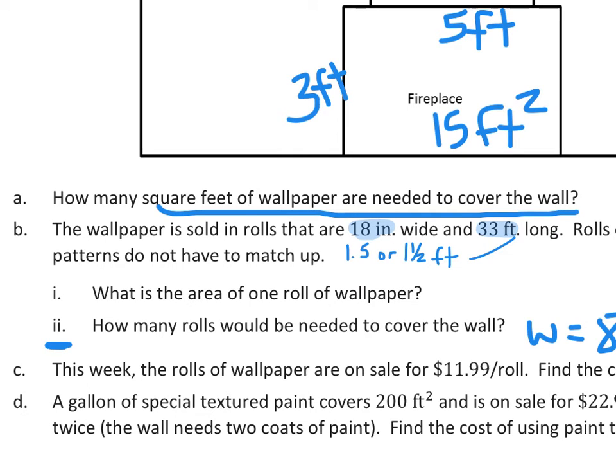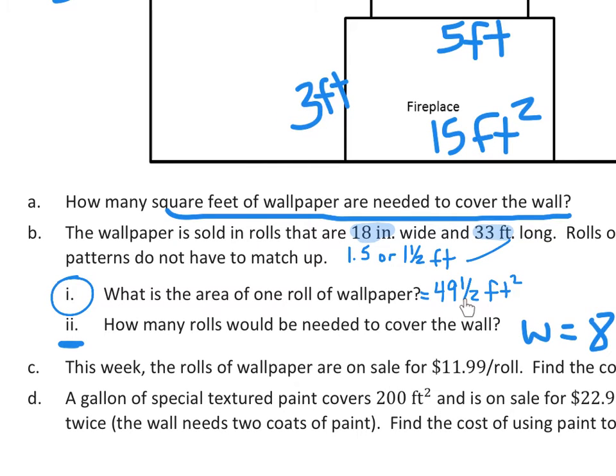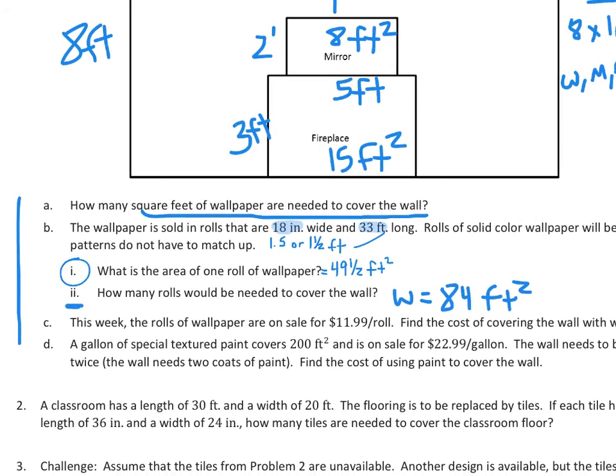To find the area of one roll of wallpaper, which is the first section of question B, it's going to be 33 times 1.5. So you'd get 49.5 feet, because 33 plus half of 33, which is 16.5, gives you 49.5. Now, if we have to cover 84 feet, how many rolls are we going to need? Yes, we will need 2, because 2 times 49, let's just take out the half, is 98, which will cover that. So we need 2 rolls.